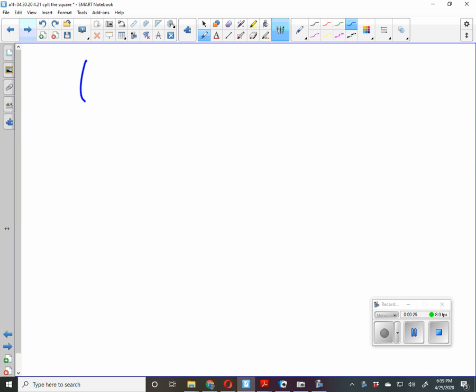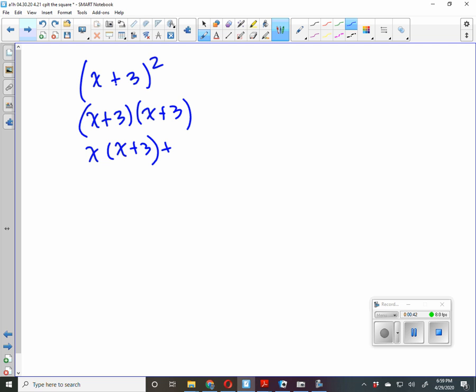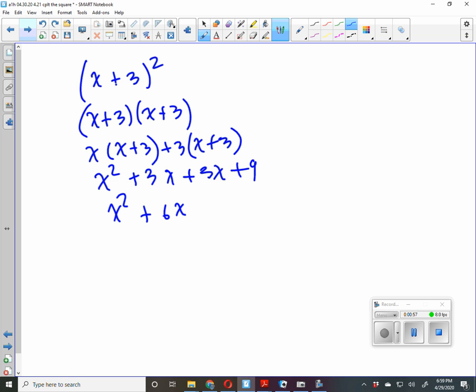So, for instance, if I have x plus 3 quantity squared, that's x plus 3 times x plus 3. That is x times x plus 3 plus 3 times x plus 3: x squared plus 3x plus 3x plus 9. x squared plus 6x plus 9 is a perfect square. And we've been looking at recognizing those perfect squares in previous lessons.